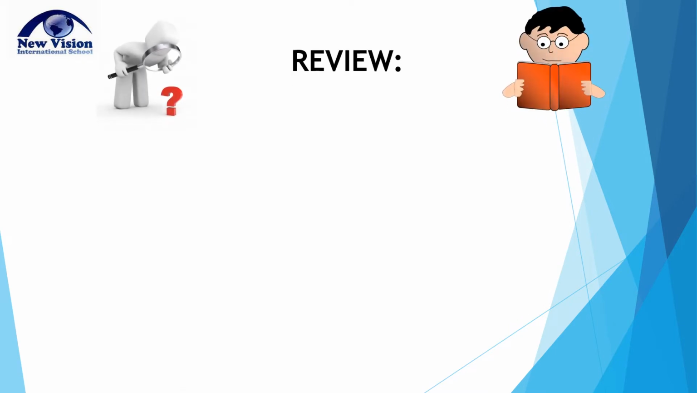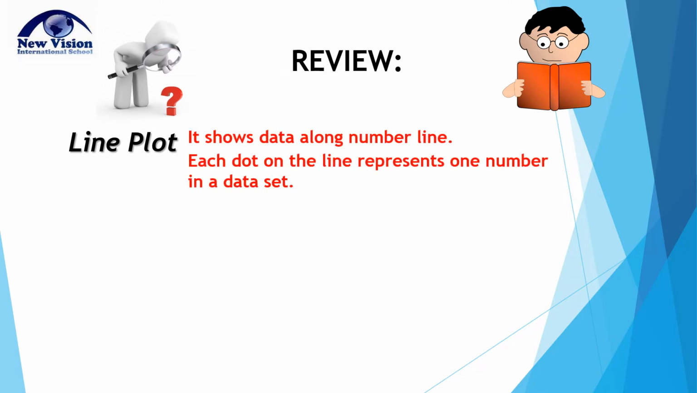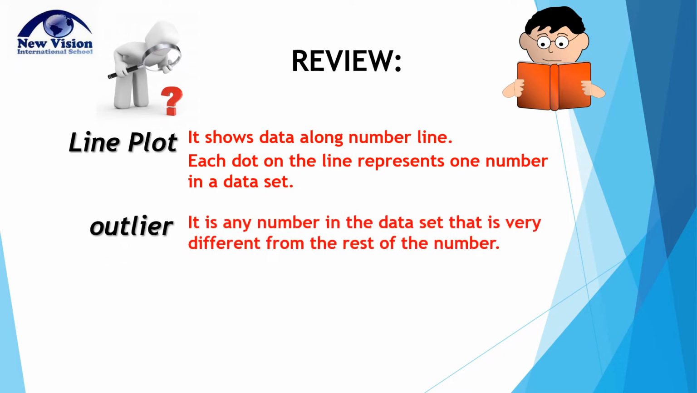Let us have a review about line plot. What is line plot? It shows data along a number line. Each dot on the line represents one number in a data set. How about outlier? What is outlier? It is any number in the data set that is very different from the rest of the numbers.